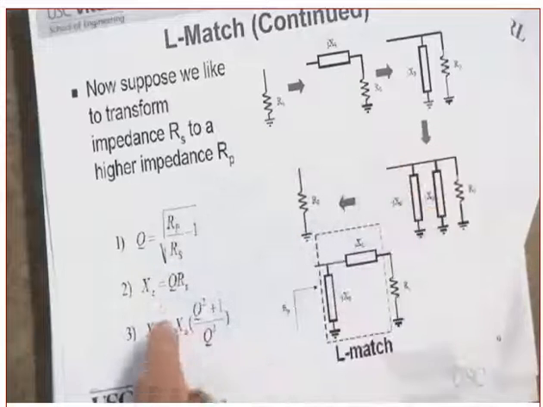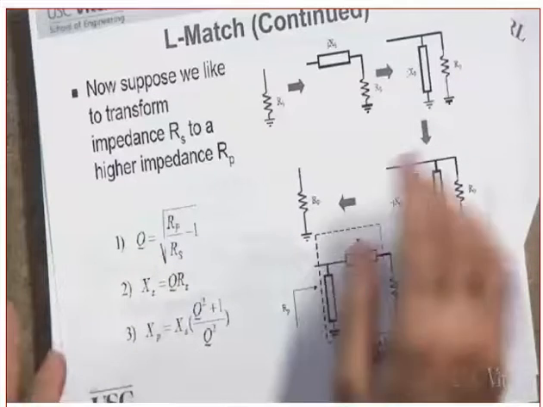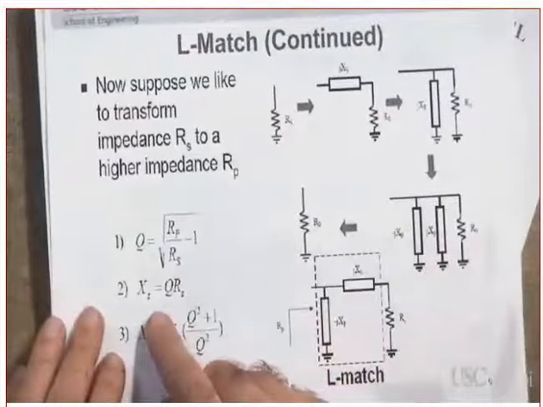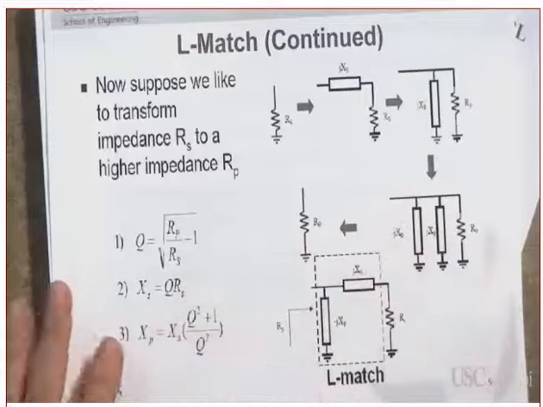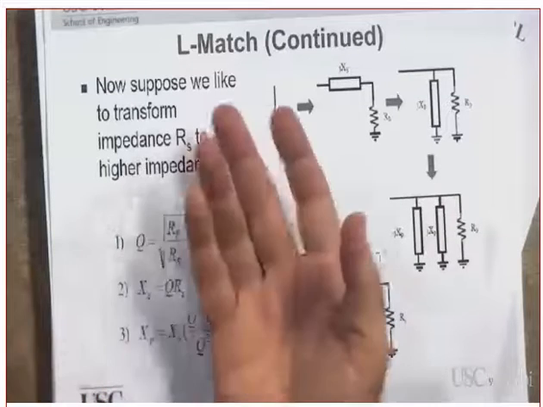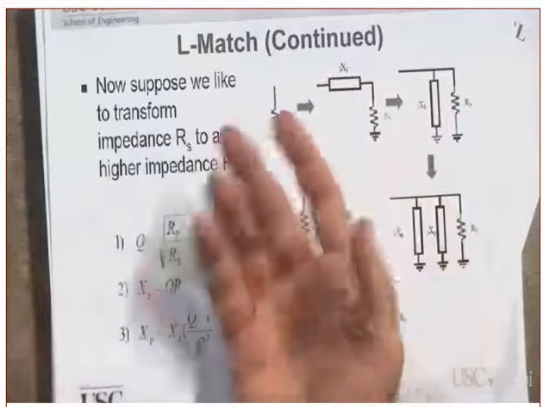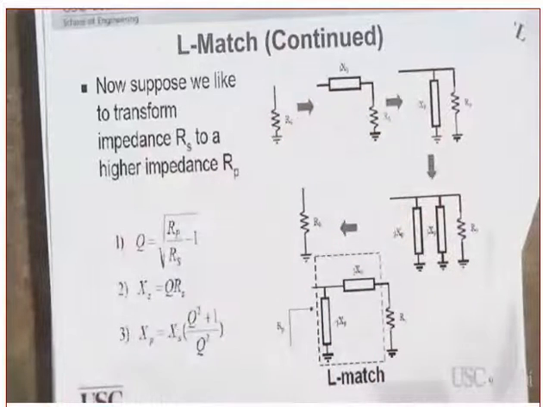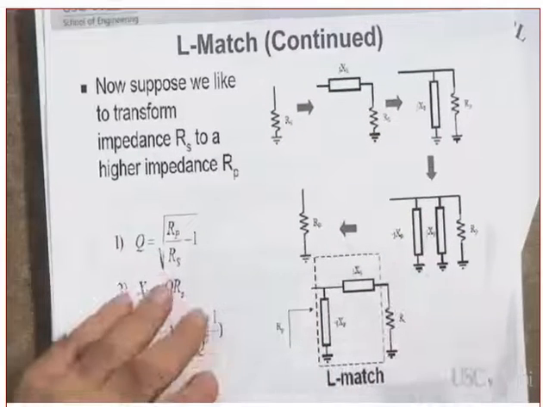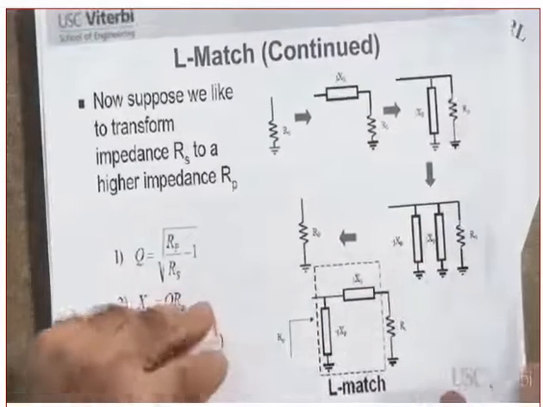Once you choose Q, then you are stuck with the values of the L and C. And if they happen to be out of the ordinary, for example a big inductor, are you following me on that? Then you are stuck with it. Clear? Okay.